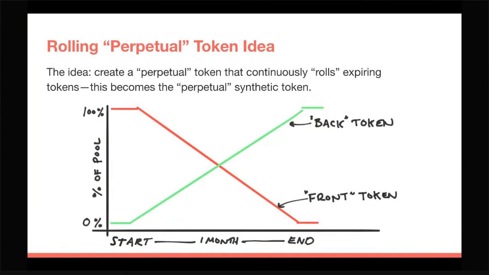Here's me drawing more graphics about how this works. The idea in itself is pretty simple. We're going to have a pool that starts with 100% of what we're going to call the front token. Let's say we did this for gold, and this is the May expiry gold token, and it's going to start with none of the back token, which would be, say, the June expiry gold token. As the month goes on, we are going to decrease the percentage of the front token we own and increase the percentage of the back token. Next slide.